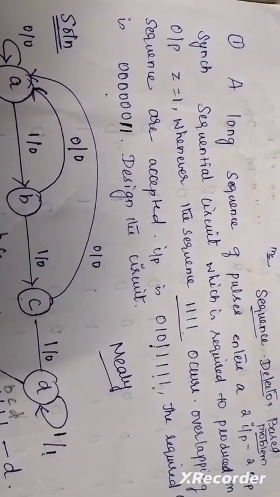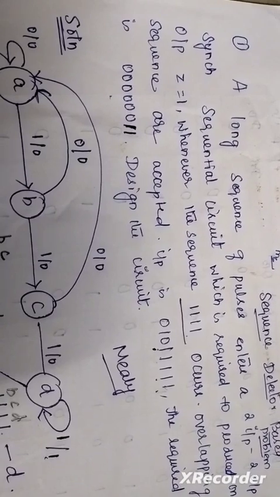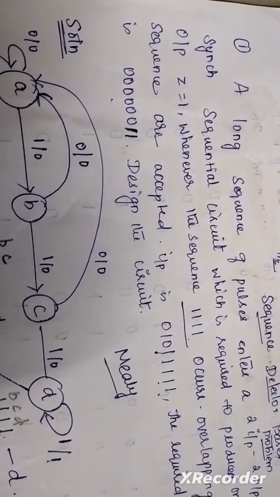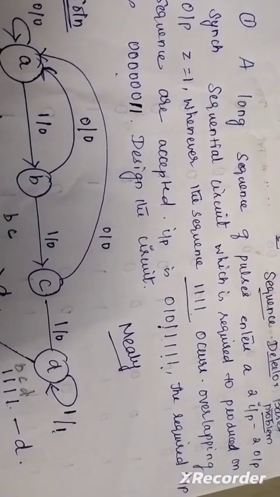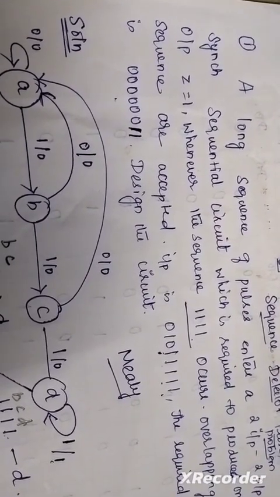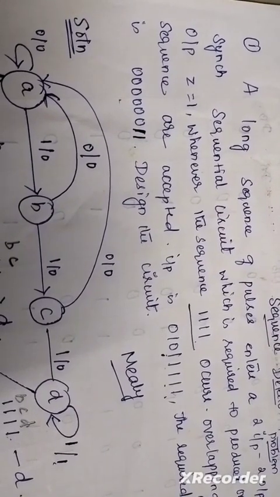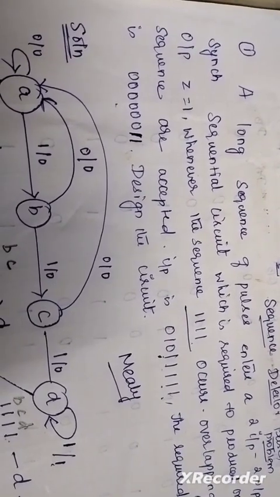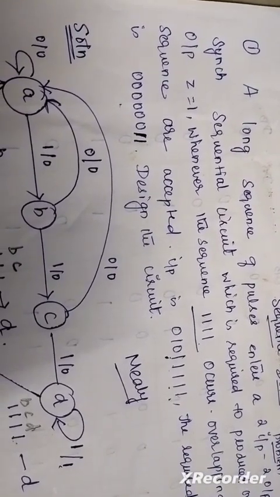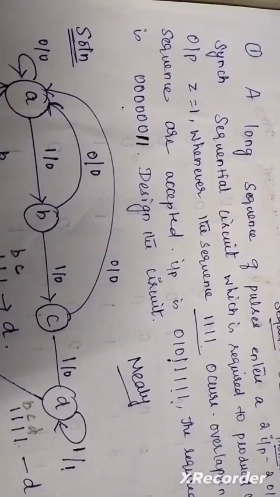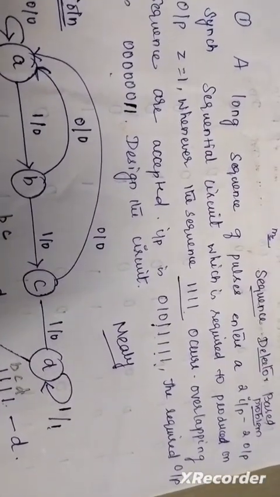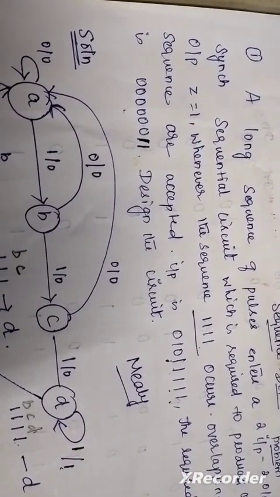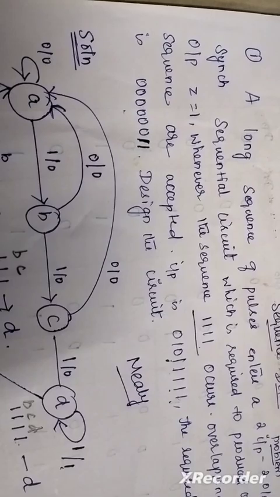So your question is: a long sequence of pulses entered a 2 input and 2 output synchronous sequential circuit which is required to produce an output z equal to 1 whenever the sequence 1 1 1 occurs. Overlapping sequences are accepted. Input is 0 1 0 1 1 1 1 1. The required output is 0 0 0 0 0 0 1 1. We are going to design the circuit.